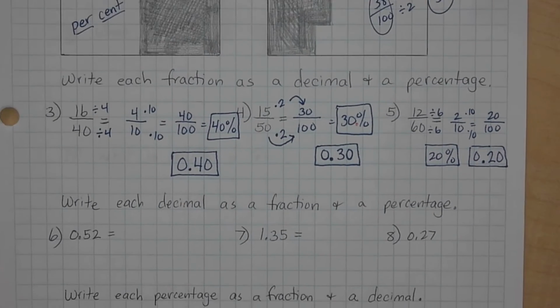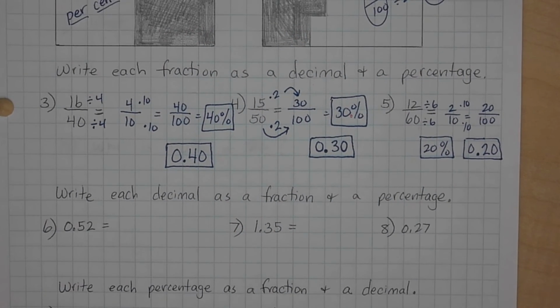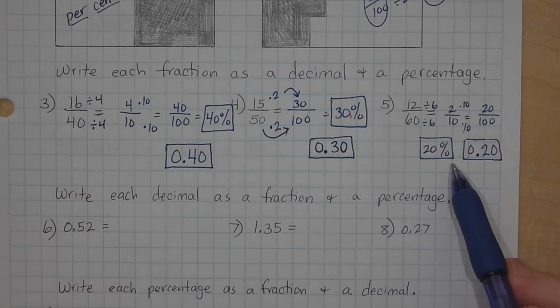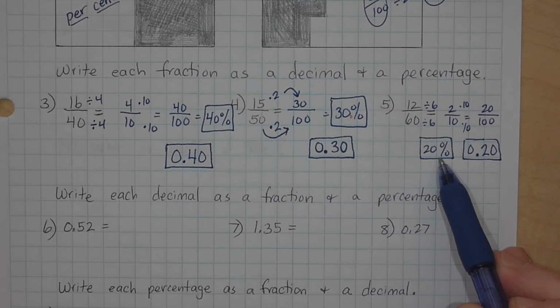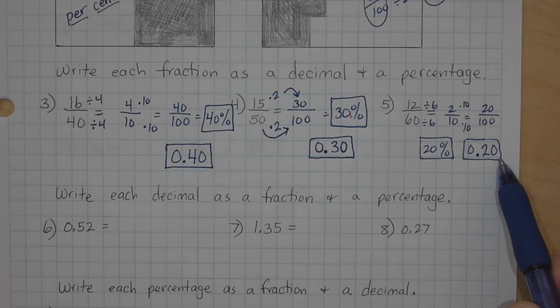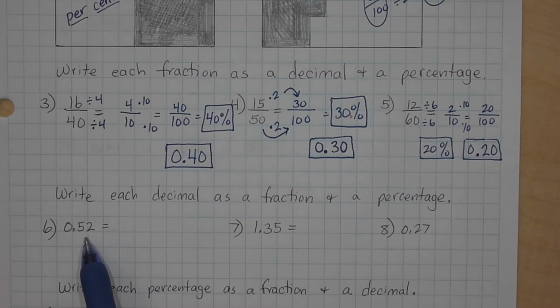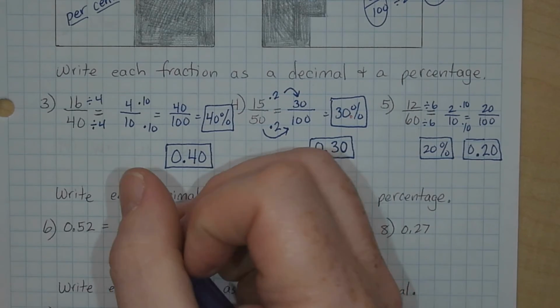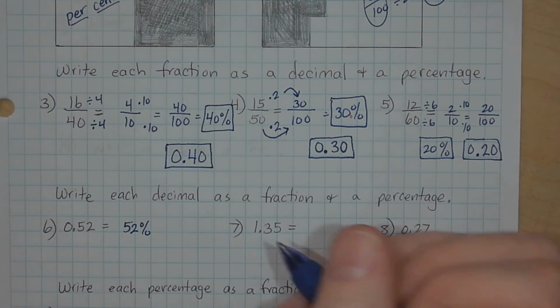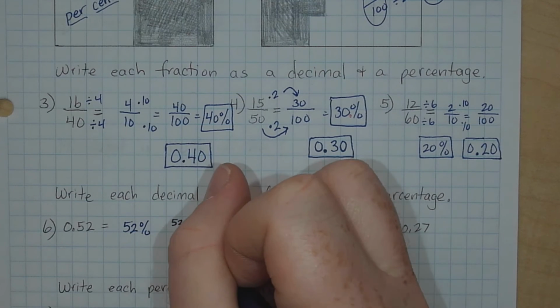All right. Going further here, if we write each decimal as a fraction and as a percentage. So this is kind of like backwards. So instead of going from a percentage to a decimal, we're going from a decimal to a percentage. So what you're going to do is you're going to move the decimal to the right 2 times. So if I move this decimal to the right 2 times, we get to 52%. And you know that 52% is just 52 over 100.